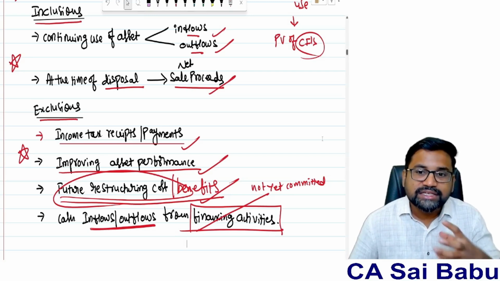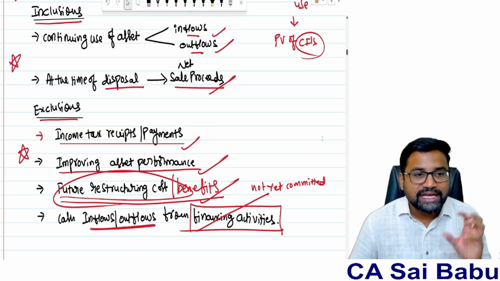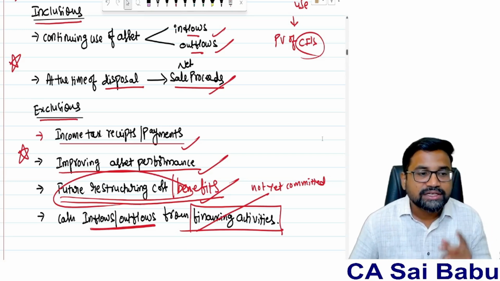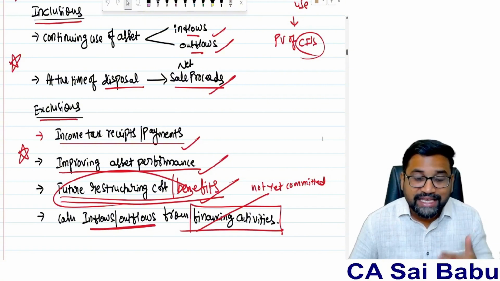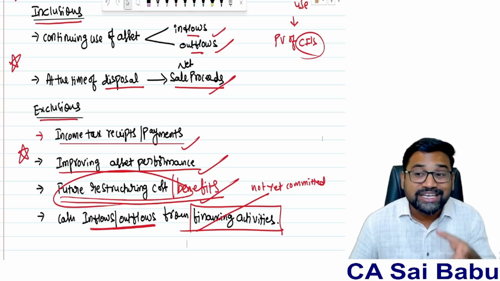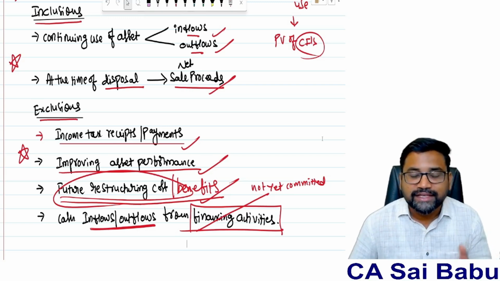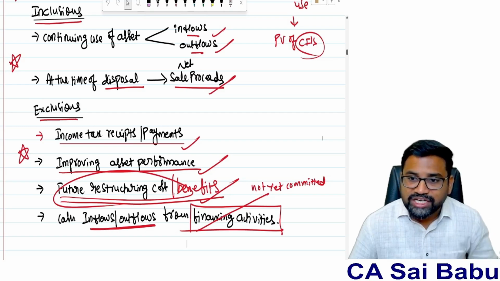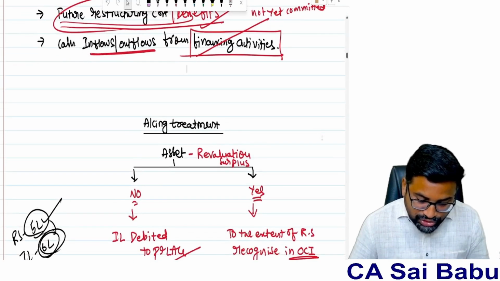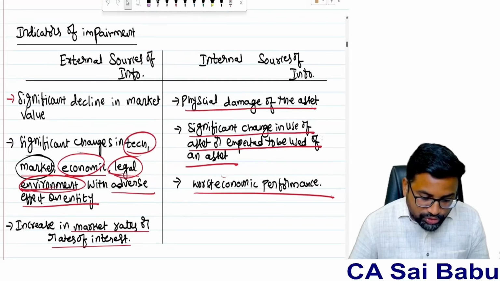Exclusions. So there are certain exclusions. One is income tax receipts and payments. You should not consider. Second, improving asset performance. Any cost you incur to improve the asset performance should not be considered. Future restructuring cost which is not yet committed in respect of this asset, we should not consider. And any cash inflows and outflows in respect of the financing activities, we should not consider. So this is how you need to calculate.